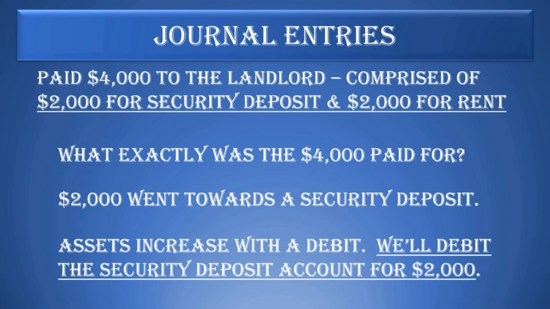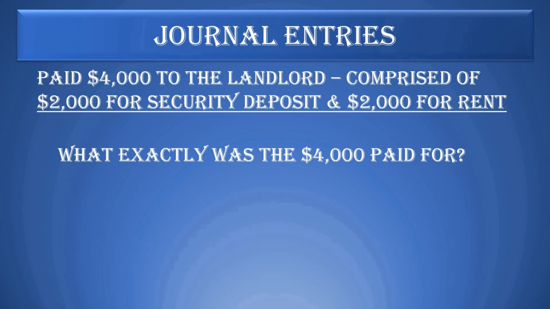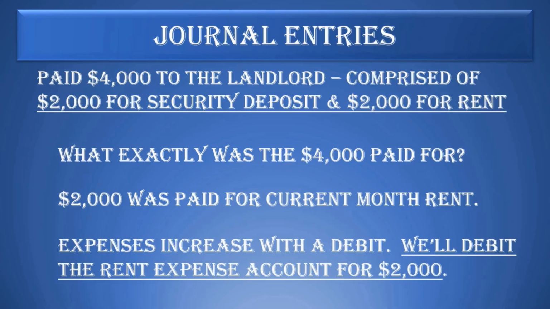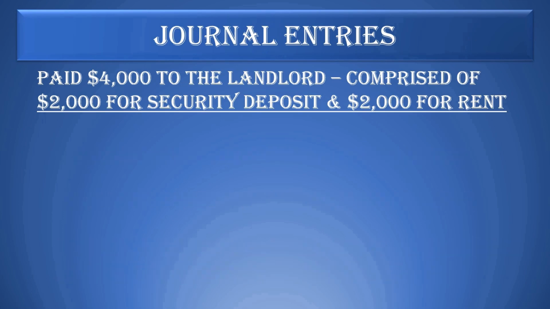Notice that this debit is only for $2,000, whereas the payment was made for $4,000. Obviously, we'll need one more debit to account for the other portion of the payment. The other $2,000 was paid for current month rent. That's an expense, and expenses increase with a debit. So we'll debit rent expense for $2,000. Our total debits now equal $4,000.